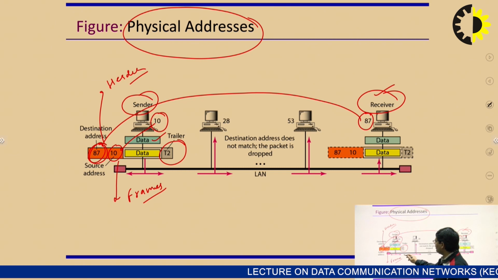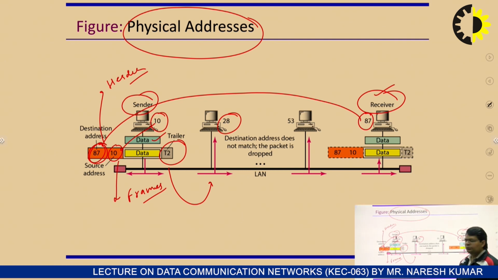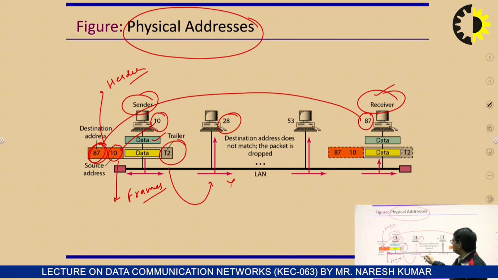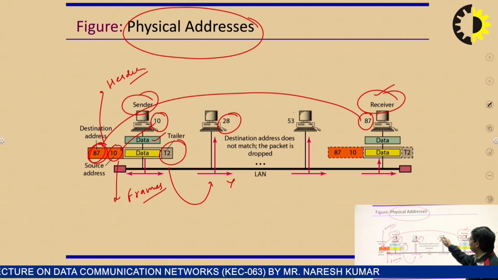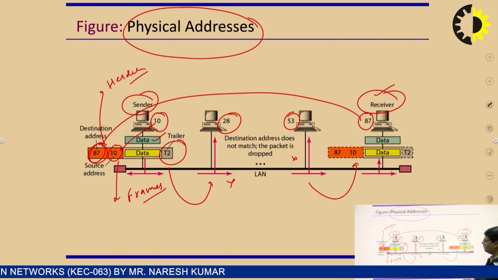So when the data is transferred, at this point we will check what is the destination address. It is not matching, so data will not be delivered. Again 53, this is also not matching, data will not be delivered. Then here we have the matching, so data will be delivered. So we require the exact address.